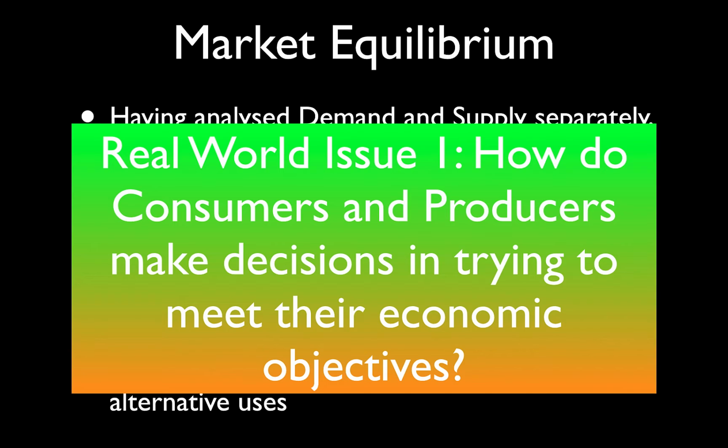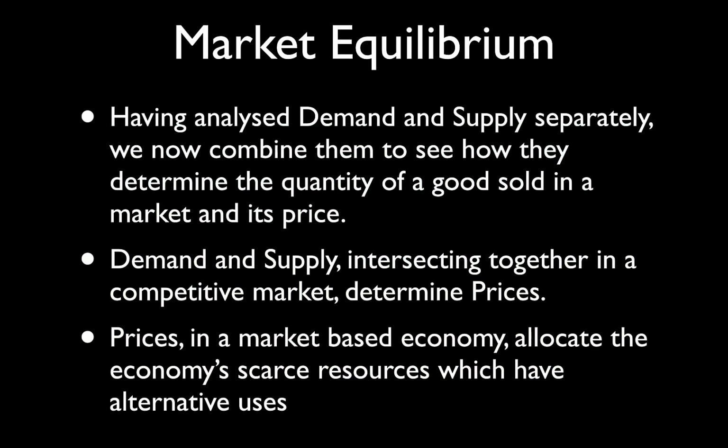Now, what we are still on is the first real world issue in microeconomics and of the course, which is how do consumers and producers make decisions in trying to meet their economic objectives. We have already said that the economic objective of a consumer is, usually, and we'll analyze this in later videos, utility maximization, and for a producer, it's profit maximization. So how do consumers and producers make decisions trying to meet their economic objectives? That's what we're talking about.